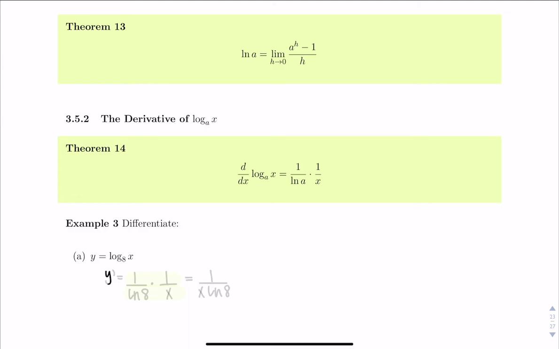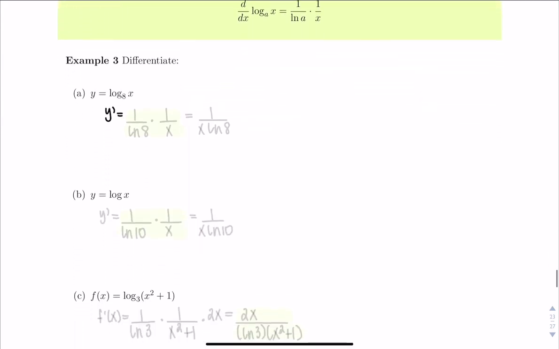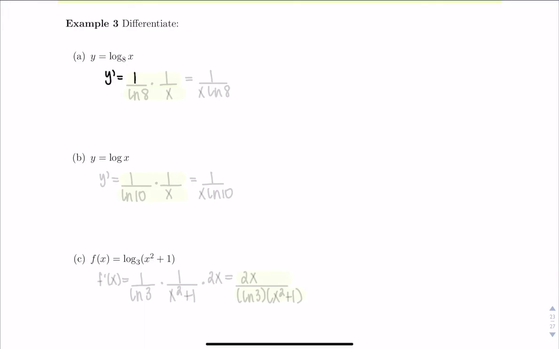So for example 3, when we take the derivative, we end up with 1 over ln of the base number, which is 8, times 1 over whatever you're plugging into your function, which in this case was an x. And you could simplify this as 1 over x ln of 8.